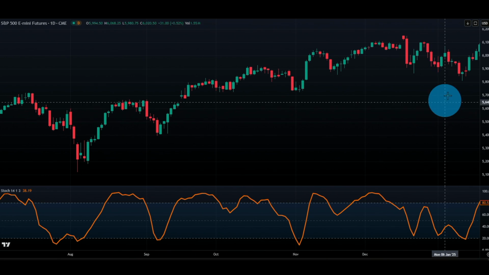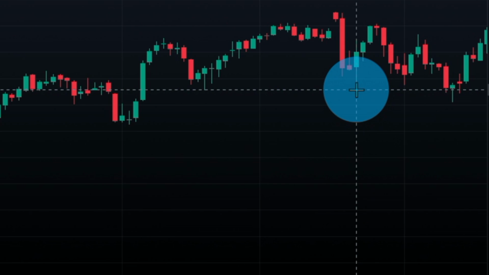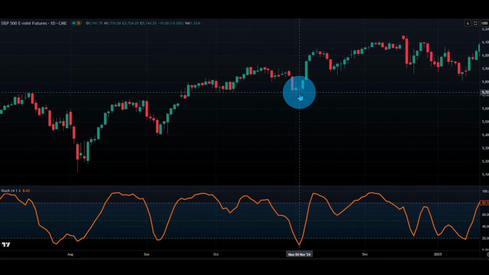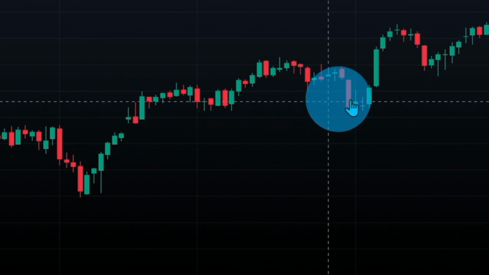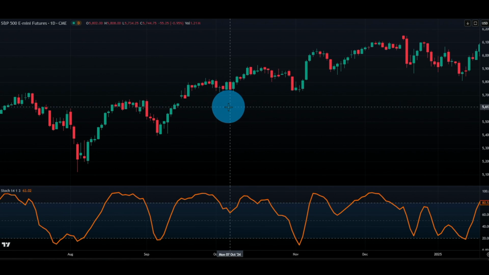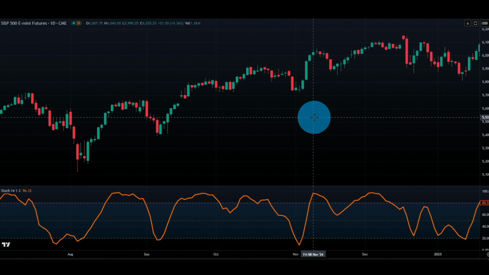So for example, these 3 pivots happen within 20 bars. But then this pivot and this pivot happen with more than 20 bars. And they have this one in the middle, which is not as prominent. So the look back period also has to be decided.